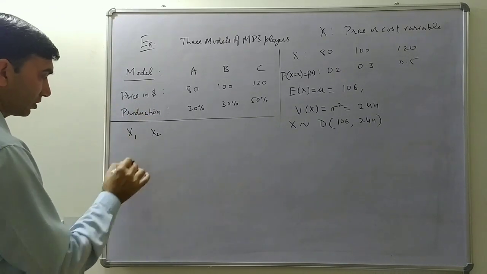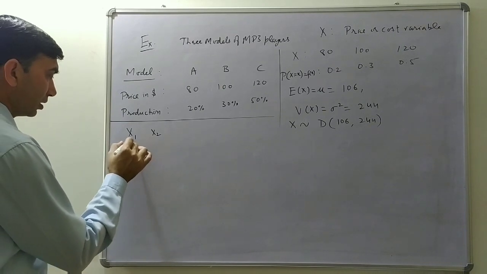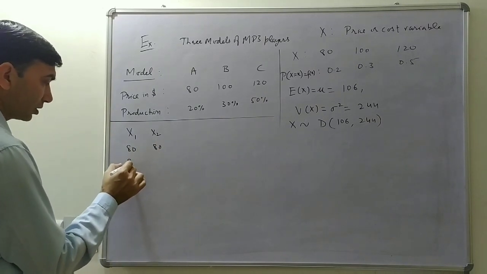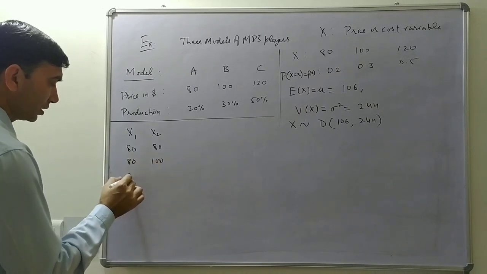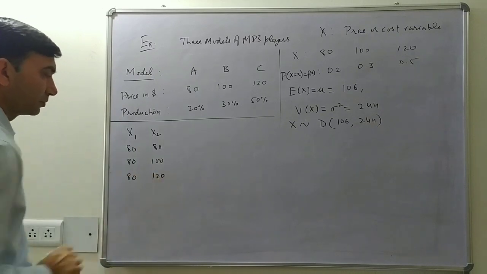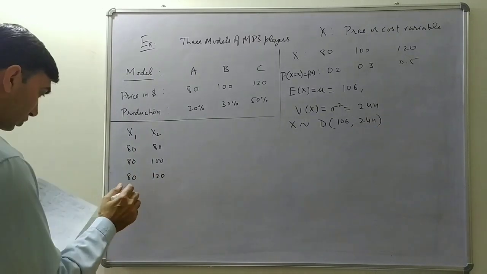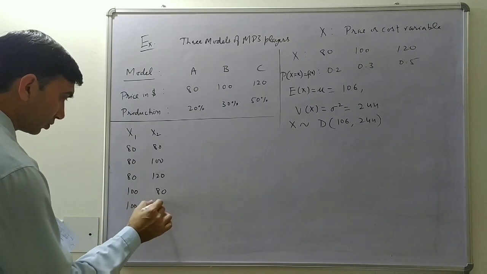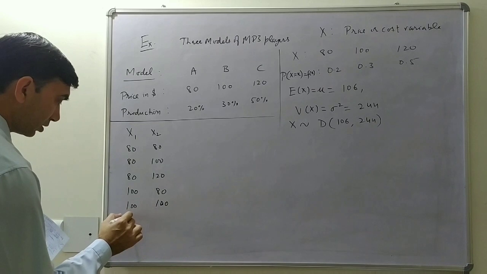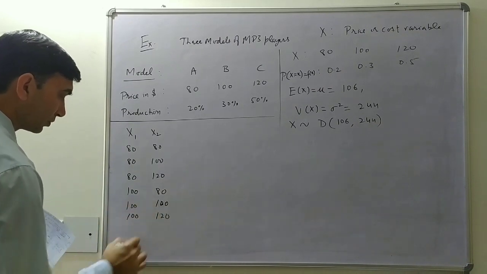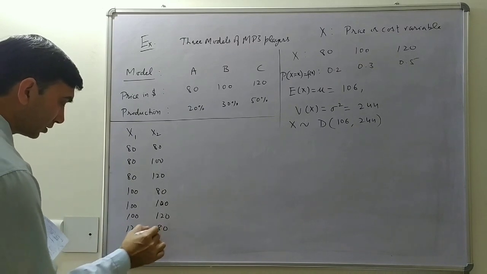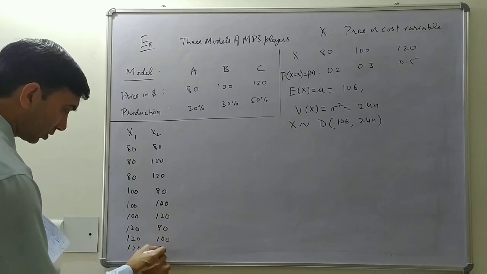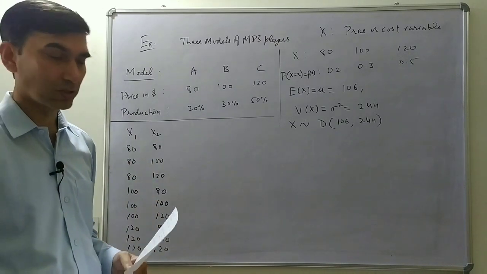So what are different possible pairs for X1 and X2? Let's write them. X1 can be 80, X2 can be 80, then X1 can be 80, X2 100, X1 80, X2 can be 120. Okay. Likewise, choose this side 100, this side 80, 100, 120, 100, 100, 100, 120. Then 120, 80, 120, 100 and 120, 120. So these are possible pairs for X1, X2. Okay.